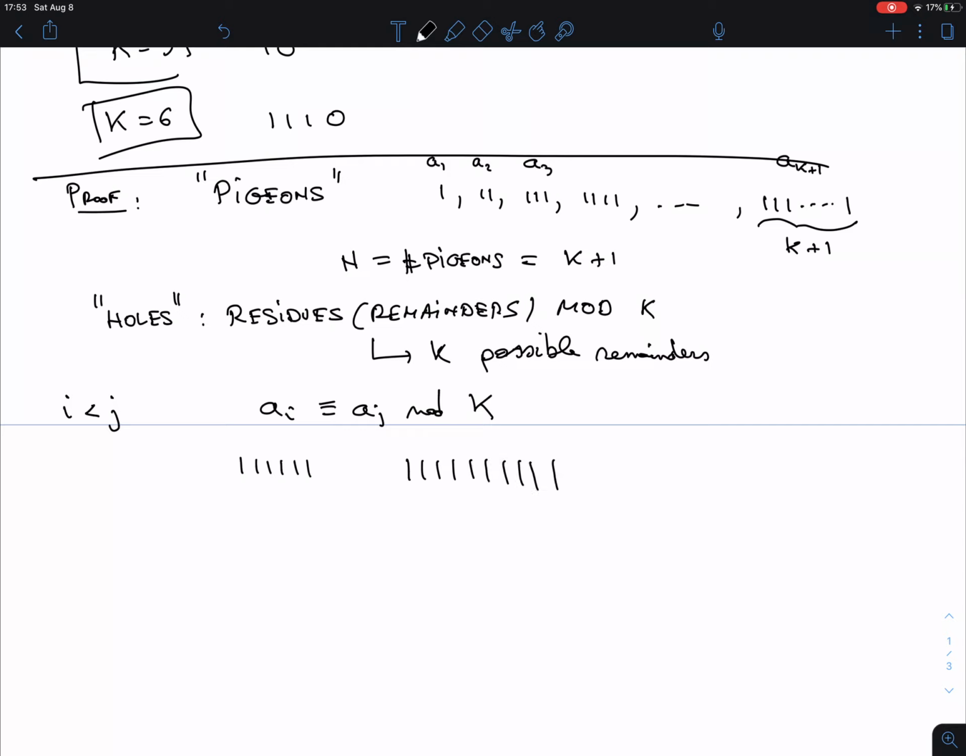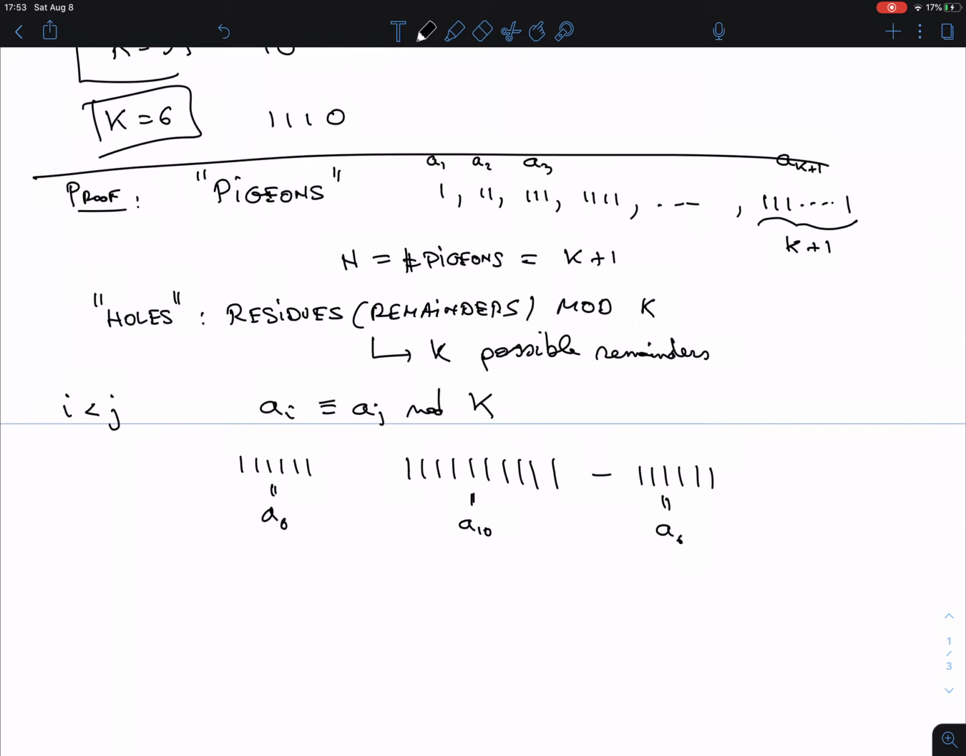Now subtract one from the other. Of course I should subtract it this way. There were 6 of those, so this I would have called a6. This is 1, 2, 3, 4, 5, 6, 7, 8, 9, 10. This would be a10. So let's take the subtraction here. What does that number look like? Well, 4 ones and then 6 zeros.